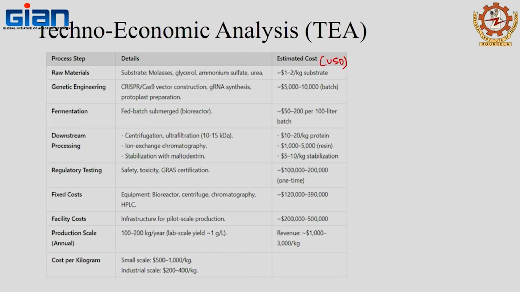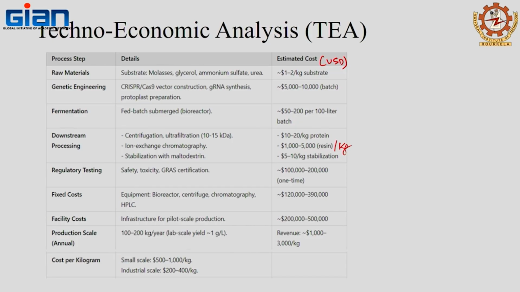US dollars per kilogram. As well as for stabilization with the maltodextrin, we have to use a certain stabilizer in order to prevent the drying and unfolding of the protein. So for that also we have to invest some amount initially. Once we are set with it, there is no need of additional investment. And for safety, toxicity and GRAS certification, it's a long time process and requires a huge investment for the in-line studies. So that's also a one-time investment. Once we are set with it, we can go forward.